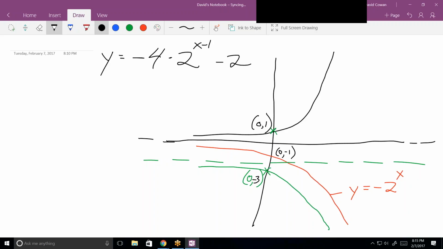And the last thing we have to do is move it 1 unit. Oh, no, not the last thing. The other thing we're going to do is move it 1 unit to the right. I'll do that in blue.